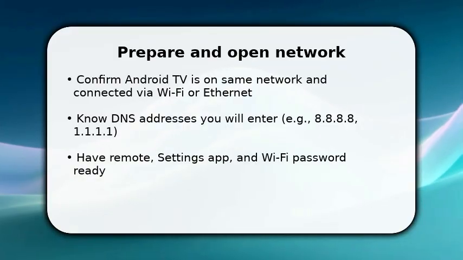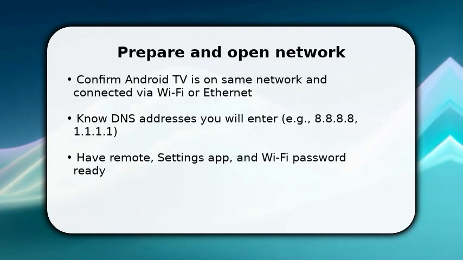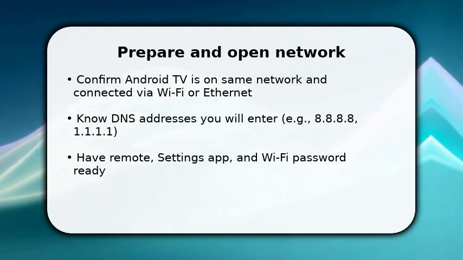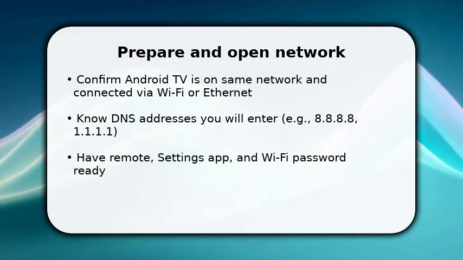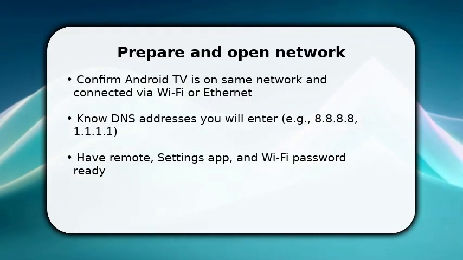You start by getting straight to the network settings. Open Settings on your Android TV and select Network. Once there, pick the active connection, Wi-Fi or Ethernet, and choose Advanced or IP settings. You do this because DNS changes are tied to the active interface.